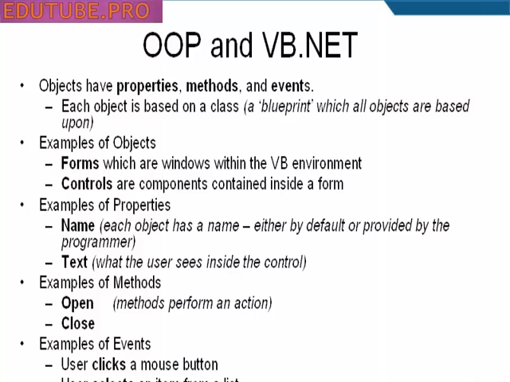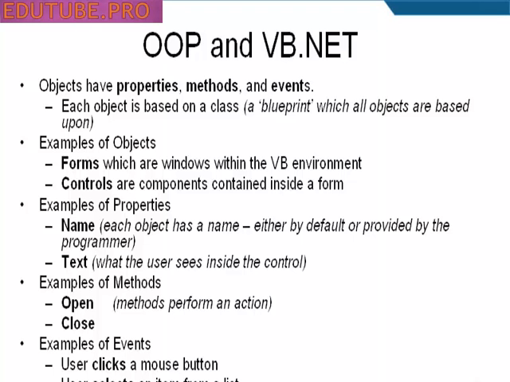Each object has various properties. A very common example of a property is the name property. Every object will have a name, either by default or provided by you, the programmer. It is important to name this object something which is meaningful and easily recognizable, and we will discuss some examples and some tips on creating good property names.